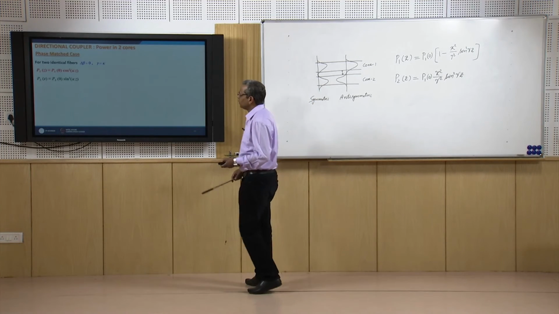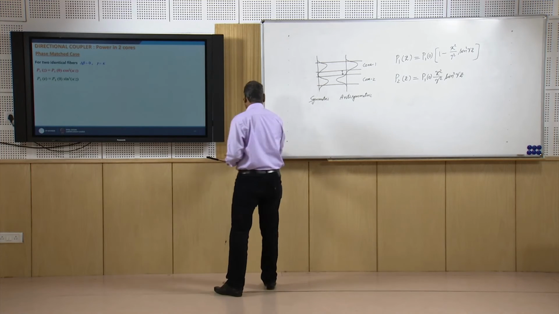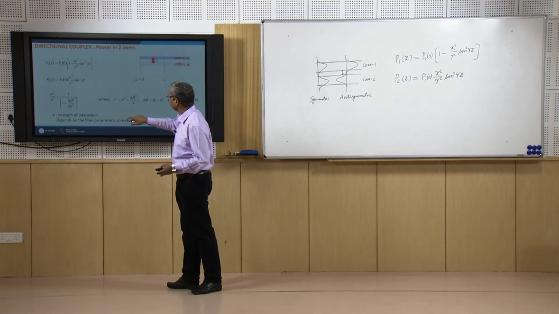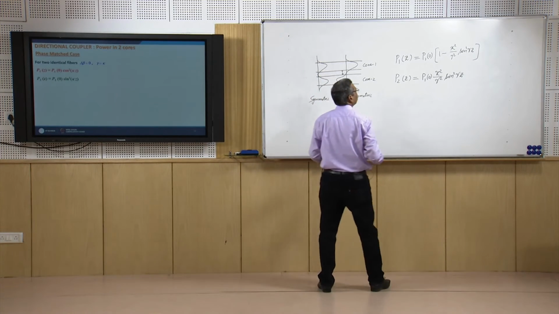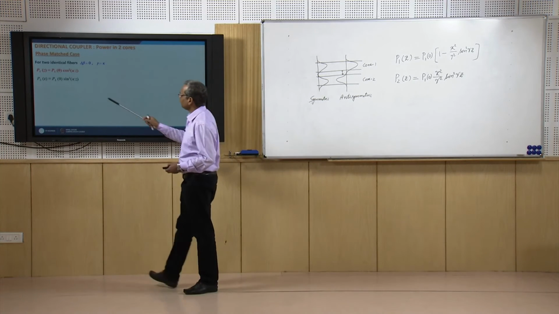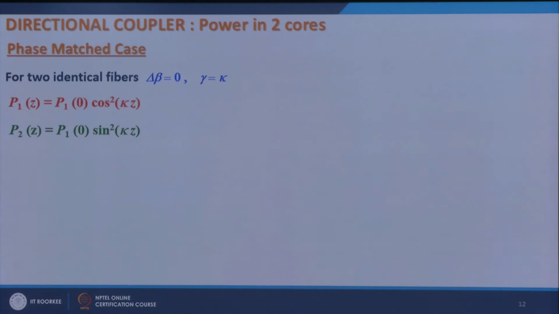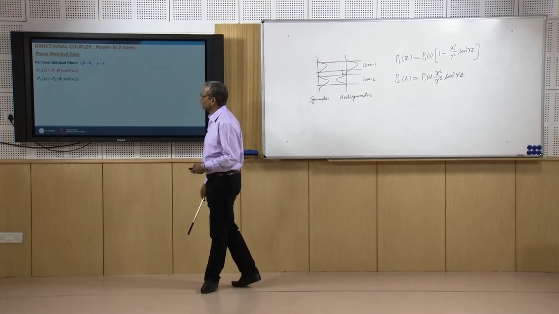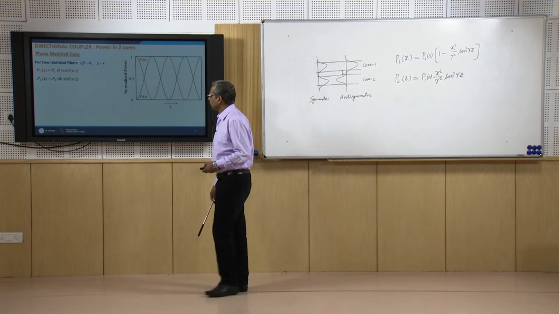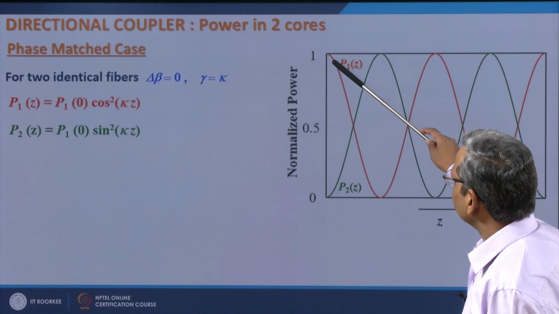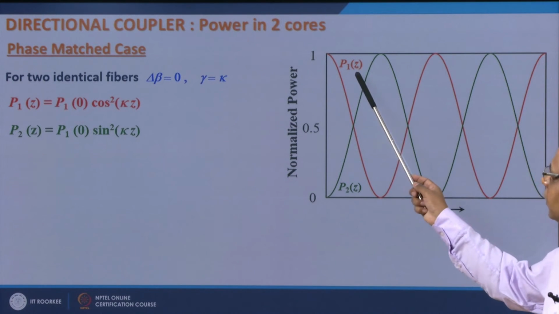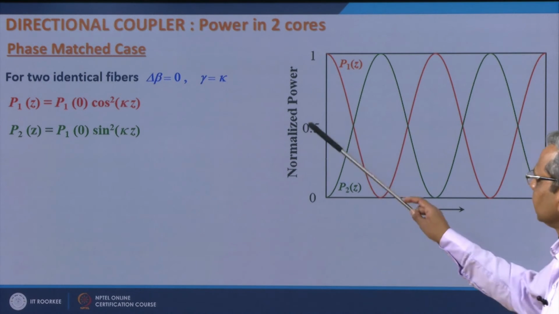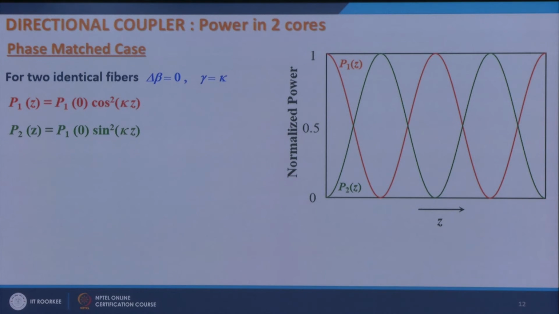So, now if delta beta is equal to 0, then again if I go back here, if delta beta is equal to 0, then gamma is equal to kappa. Okay. If gamma is equal to kappa, then I will simply have P1z as P10 cosine square kappa z and P2z is equal to P10 sin square kappa z. If I plot them with respect to z, then I can see that P1z is cosine square kappa z which is like this and P2z is sin square kappa z which is like this. So, these are the plots of P1z over P10, this is P2z over P10. So, it is P1z normalized with respect to the input power and P2 normalized with respect to input power.